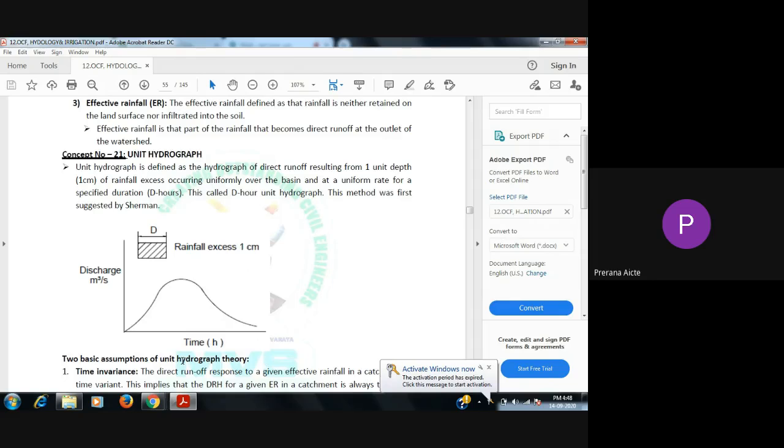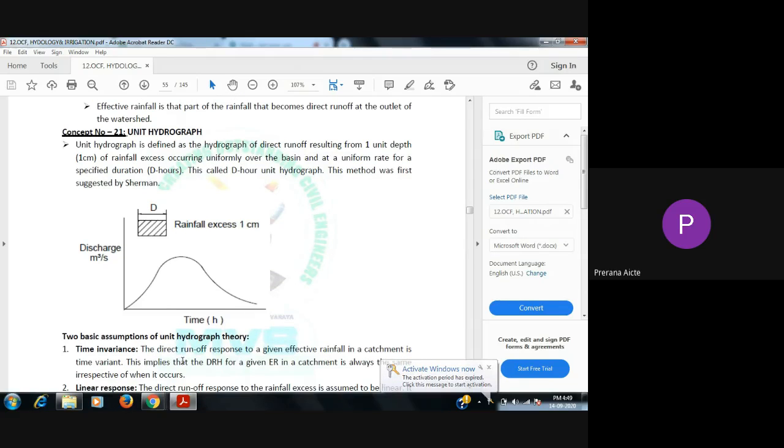Now, the unit hydrograph is defined as the hydrograph of direct runoff resulting from 1 unit depth, that is, 1 centimeter of effective rainfall. 1 unit depth of rainfall excess; here, rainfall excess means effective rainfall, occurring uniformly over the basin and at a uniform rate for a specific duration. This is called the D-hour unit hydrograph. This method was first suggested by Sherman. This is a very, very important theory bit. So the unit hydrograph was derived by L.K. Sherman. If we draw the graph between discharge versus time, it looks like this.